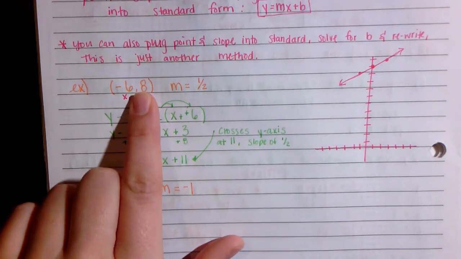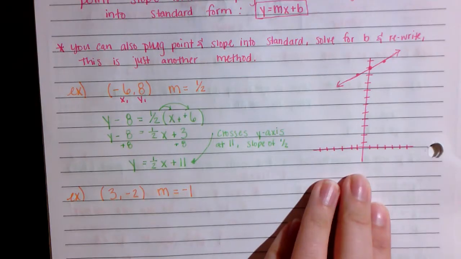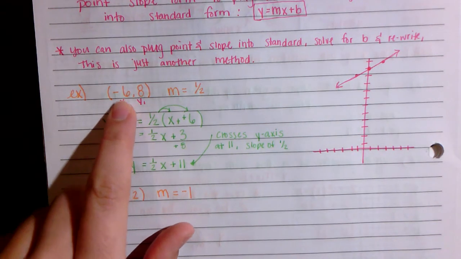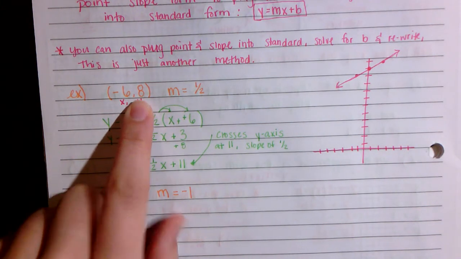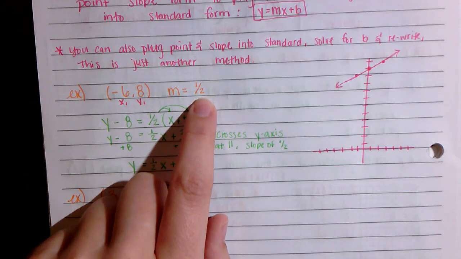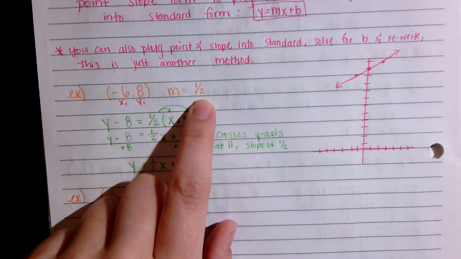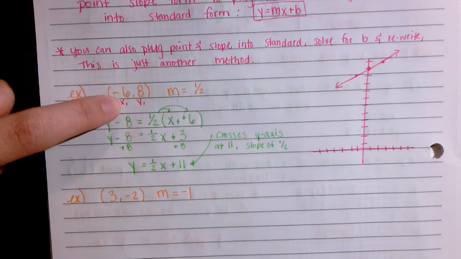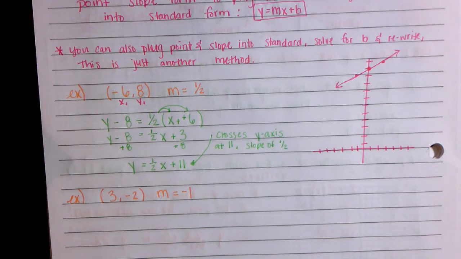So in this first example, again, I only drew the graph so you can visually see it. Don't worry about graphing it just yet. If I give you a point, (-6, 8), and I give you the slope, for today, we're going to use point-slope form to get our standard equation here. So I labeled that this is my x in the first coordinate and my y in the first coordinate.